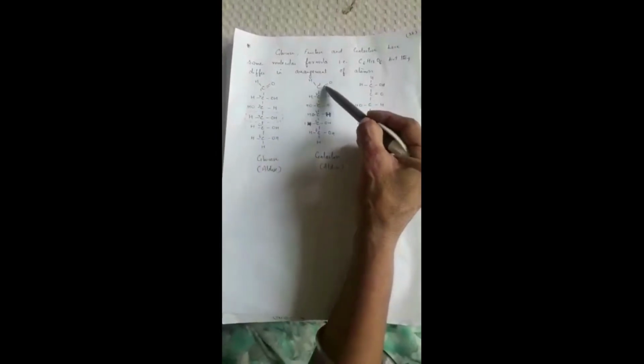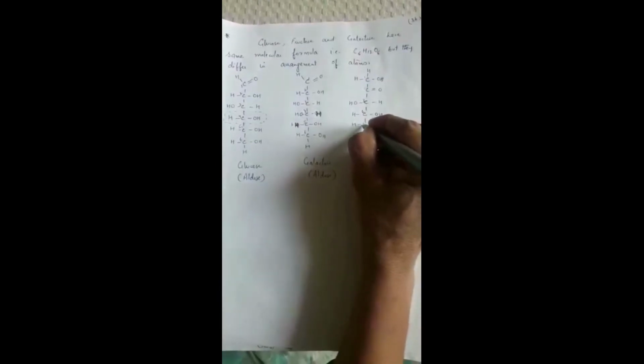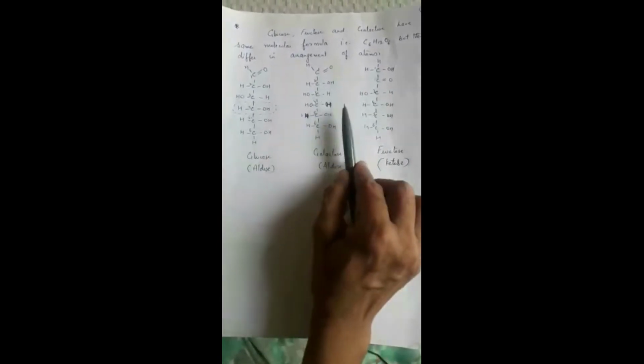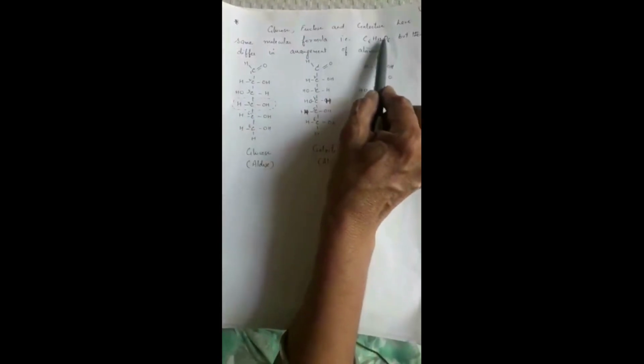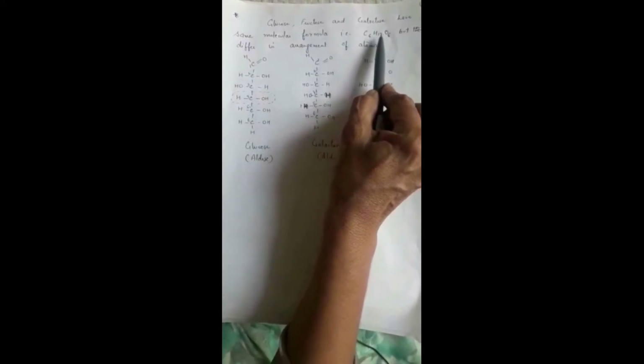In the beginning I told you, if a carbonyl group is present at the end, then we say it is an aldehyde group. If a carbonyl group is present in the middle of the carbon chain, we say it is a ketone group. So here it has a ketone group, and this is the position of carbon atoms 1, 2, 3, 4, 5 and 6. So these 3 molecules differ only in the arrangement of atoms, whereas their molecular formula is the same, that is C6H12O6. These are known as isomers.